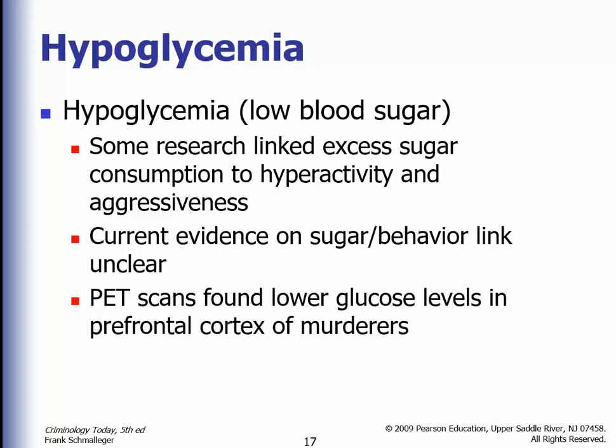But PET scans, which would be a brain scan, found that there were lower glucose levels or sugar levels in the prefrontal cortex of murderers, suggesting that the low blood sugar in their brains might be indicative of causing their criminal behavior.